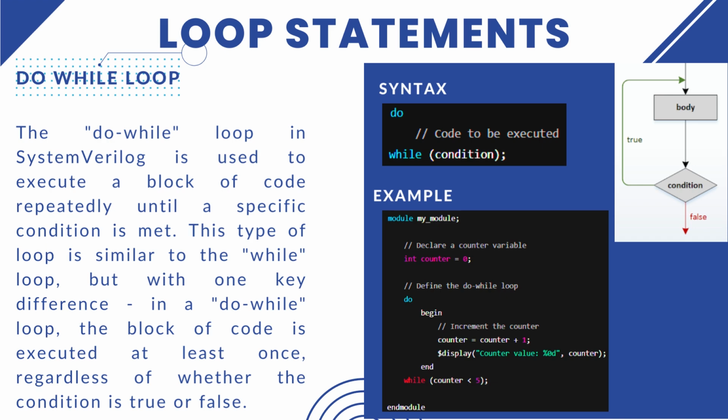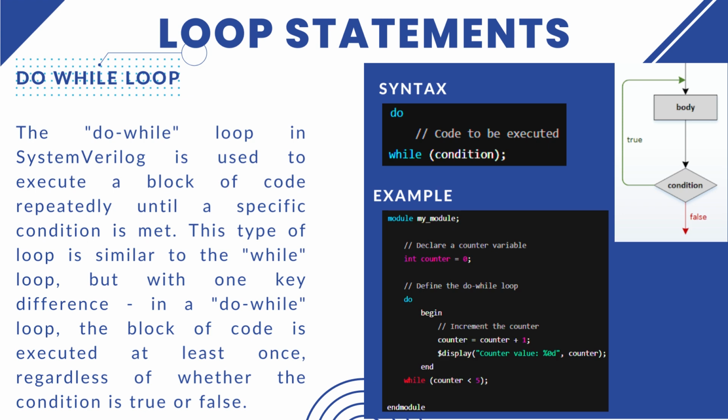Here is a syntax flow diagram for a do-while loop. The loop starts with the start box. The program will then move to the execute block of code box and execute the code within the loop at least once. Once the code has been executed, the program will move to the check condition box and evaluate the condition specified in the do-while loop.